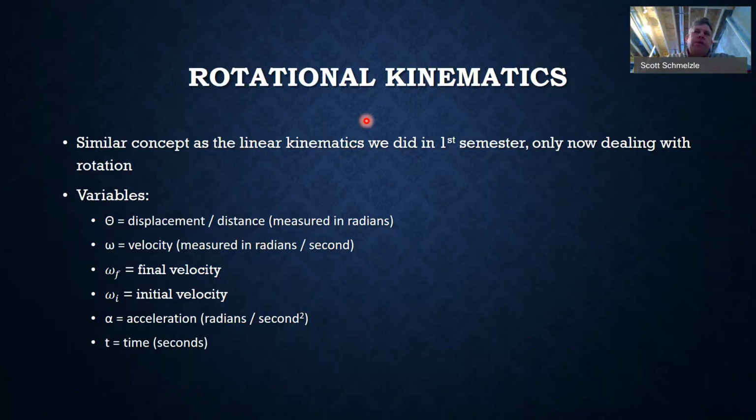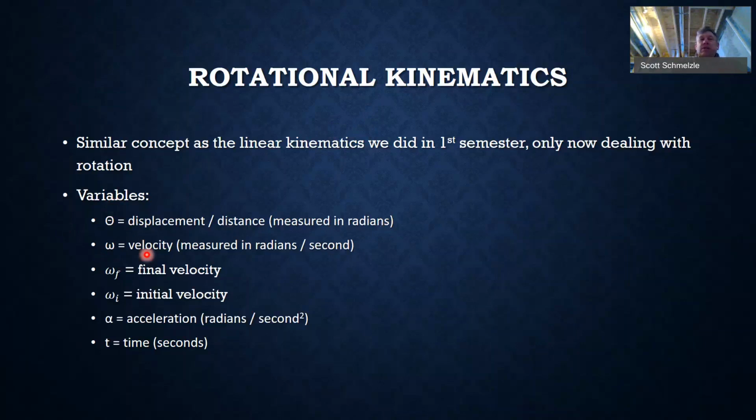All right. The only difference now for us between those linear and these ones is everything's on a spin, on a rotation, stuff like that. Okay. Our variables, we're going to have theta here, right? Theta is going to be our displacement or distance measured in radians. So if you have revolutions or rotations, you have to multiply that by 2 pi, remember? So if you have 1 rotation, you have 2 pi radians. If you have 10 rotations, you have 20 pi radians, all right?